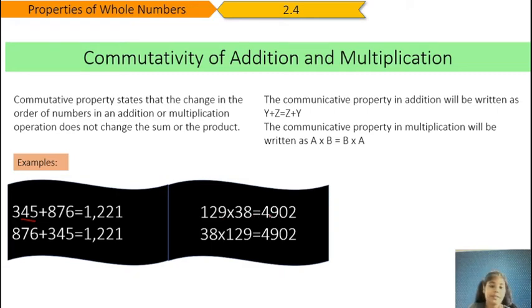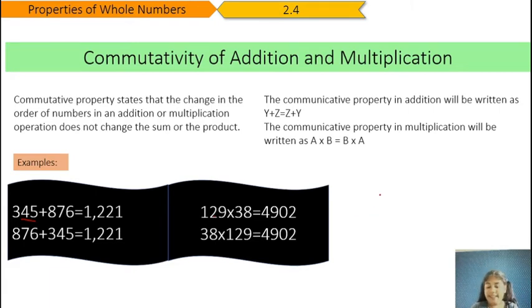And in numeral form, it will be 4902. Next we have 38 into 129. It's just reversed. Instead of putting 129 into 38, we have put 38 into 129. And our answer is still the same, which is 4902. But this does not apply if we do subtraction or division.